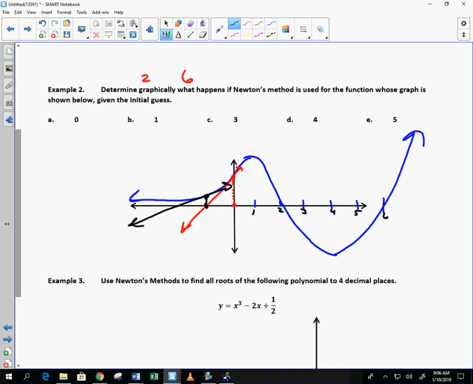Shoot. It's still bringing me further away, isn't it? Yeah, exactly. You plug it in again, and you can see that the x values are just going further and further and further away over and over again. So in this situation, if you were to guess 0, it would bring you all the way out, time over time, out to negative infinity.